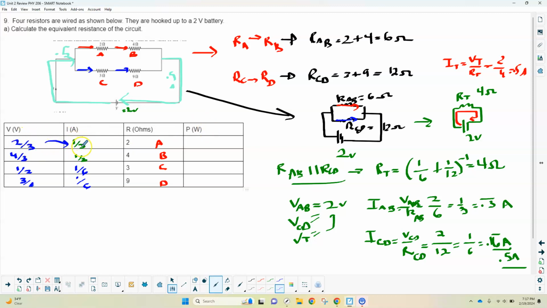So 2/3 times 1/3 is 2/9. 4/3 times 1/3 is 4/9. Then 1/2 times 1/6. We'll just leave it as 3/6, it'll make the math easier. So 3/6 is the same as 1/2. 3/6 times 1/6 is 3/36, or 1/12 if you want to do it that way.